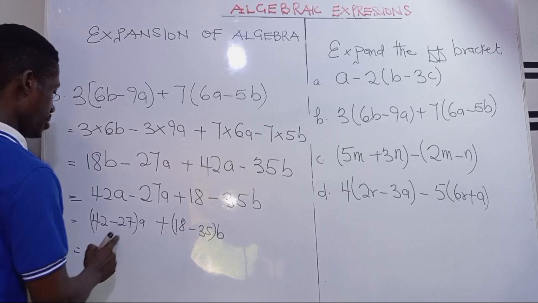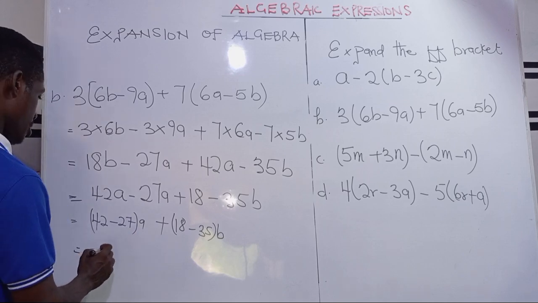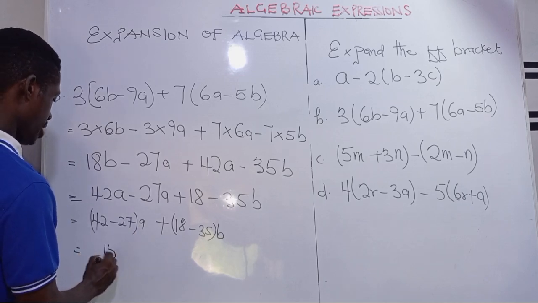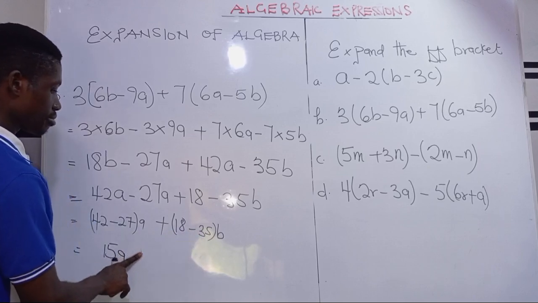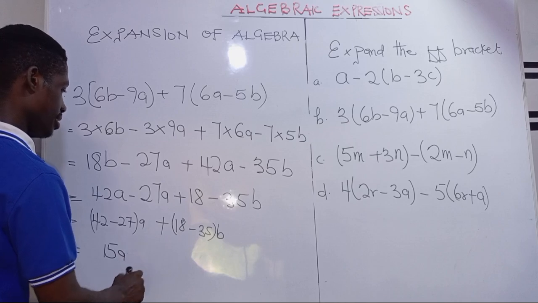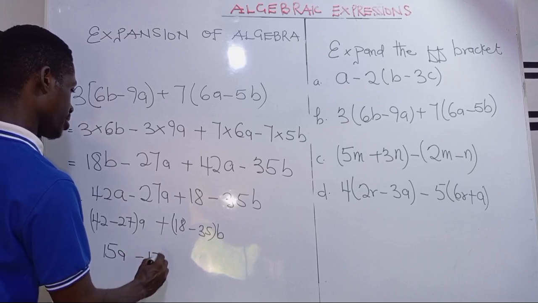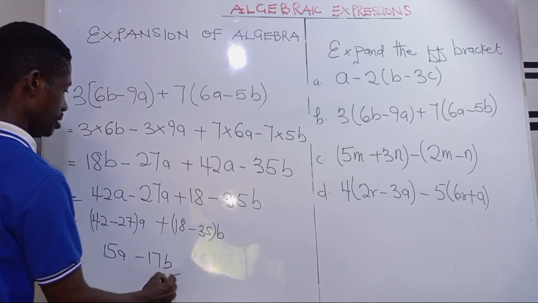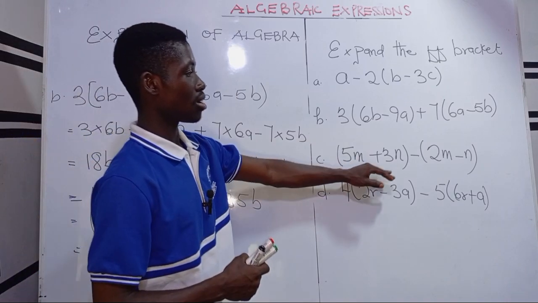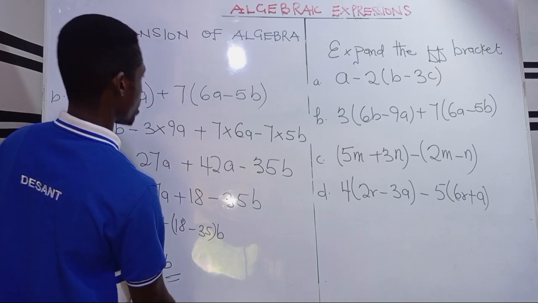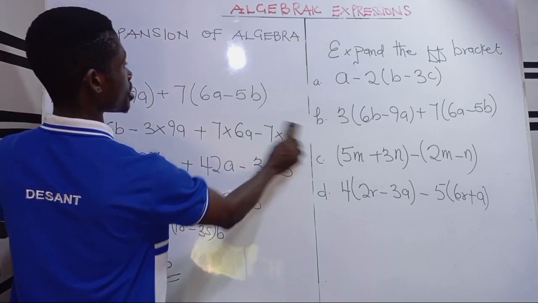So we have 42 minus 27 gives us what? It gives us 15, right? And then we have a. And then 18 minus 35 will give us minus what? 17. And then we have b. Very, very easy. Now you can pause the video and then try your hands on this very part. Pause the video, you try your hands on example C.